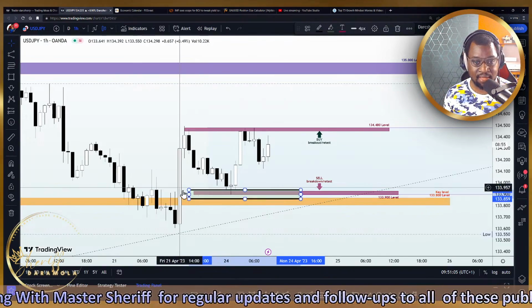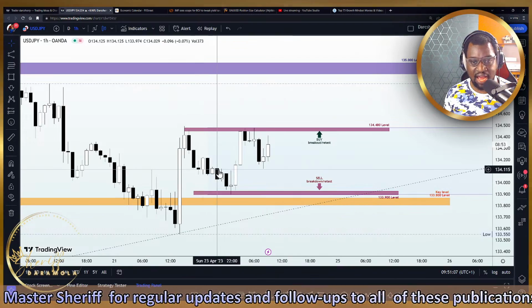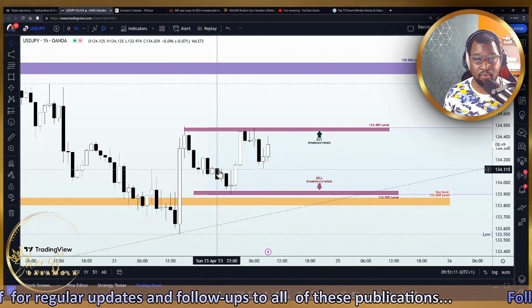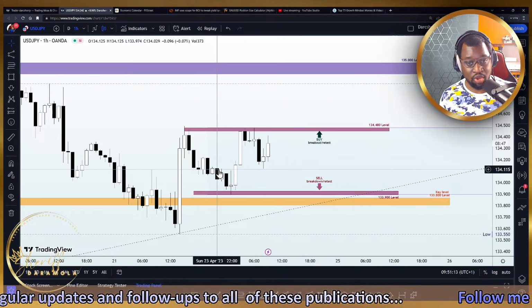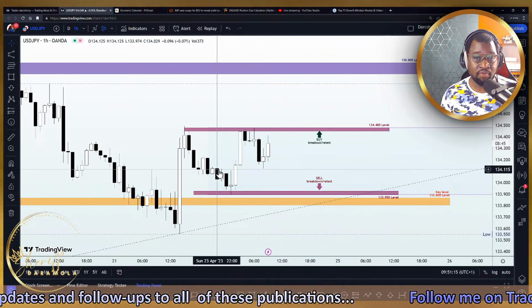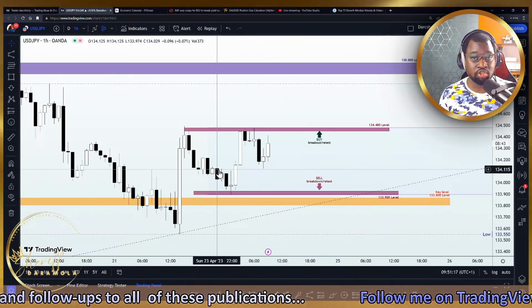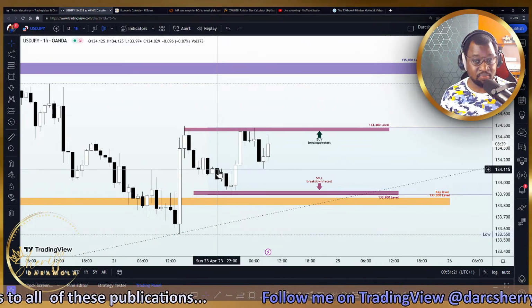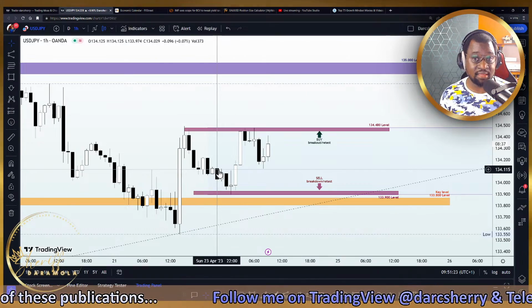And so with this whole flat channel we have here between the 134.480 and the 133.900 area, we just need to remain patient, wait for price action to either break out of the structure or break down of the level for buying or selling opportunity. But at this point in time, it's looking more bullish.